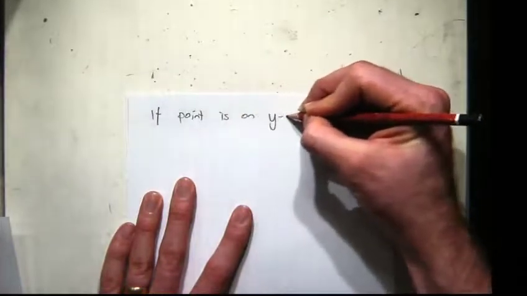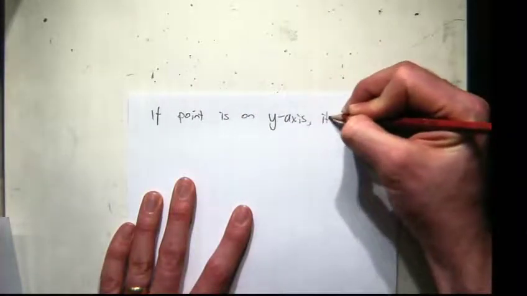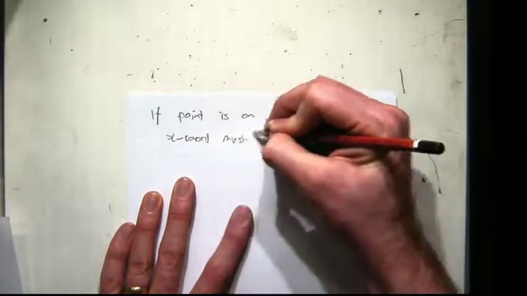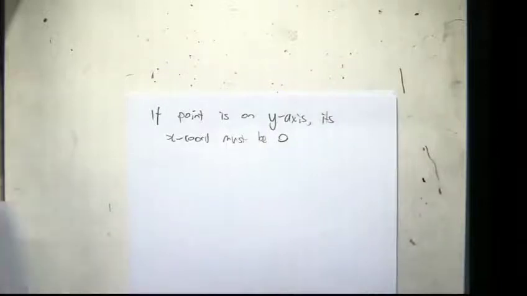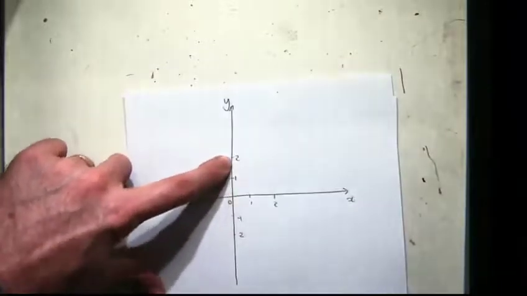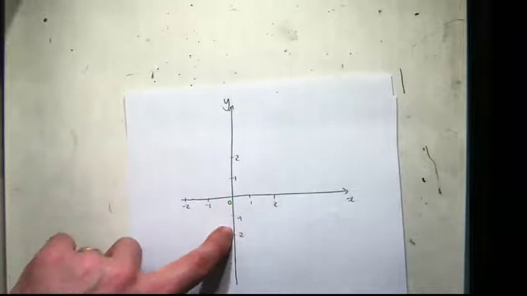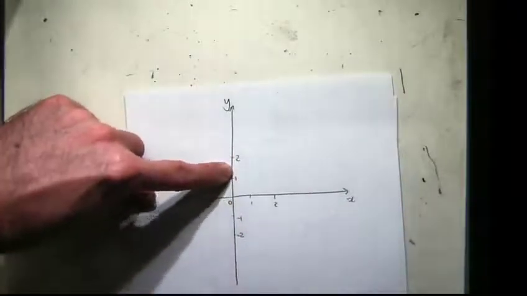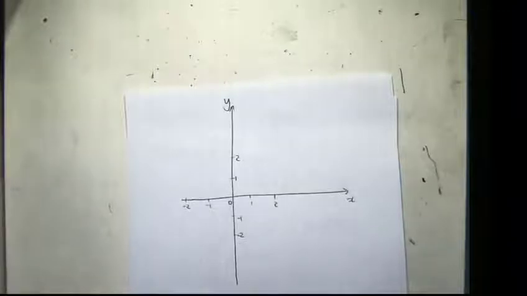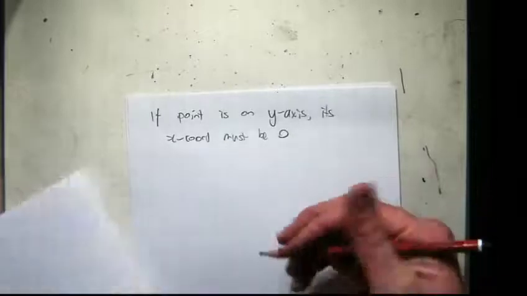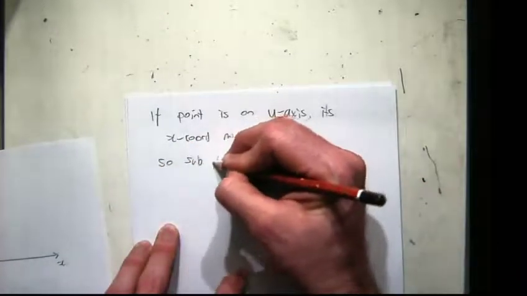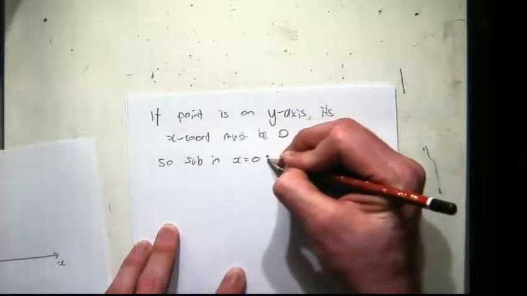if the point's on the y-axis, its x-coordinate must be 0. Because look, this point is (0, 1), this point is (0, 2), this is (0, 0), (0, -1), (0, -2), (0, -6), (0, 1.5). All of them have an x-coordinate of 0, and so therefore, if I want a point on the y-axis, I sub in x equals 0.